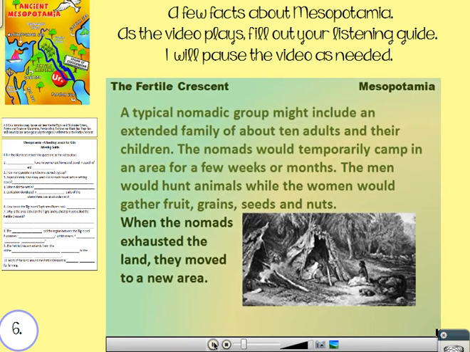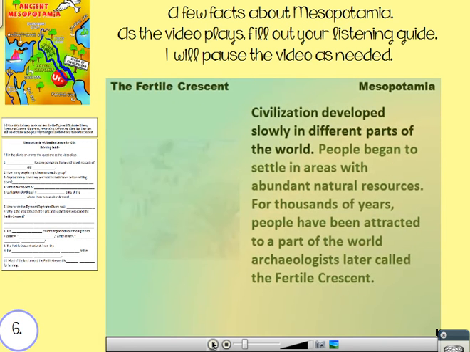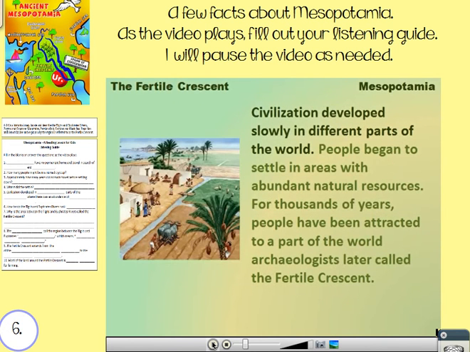Alright, any more answers? The women would gather fruit, grains, nuts, and seeds. When the nomads exhausted the land, they moved to a new area. Civilization developed slowly in different parts of the world. People began to settle in areas with abundant natural resources.